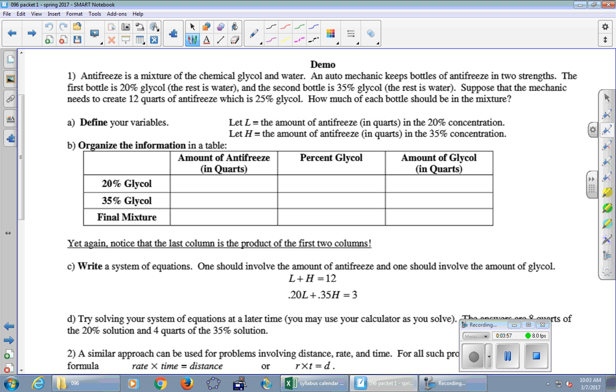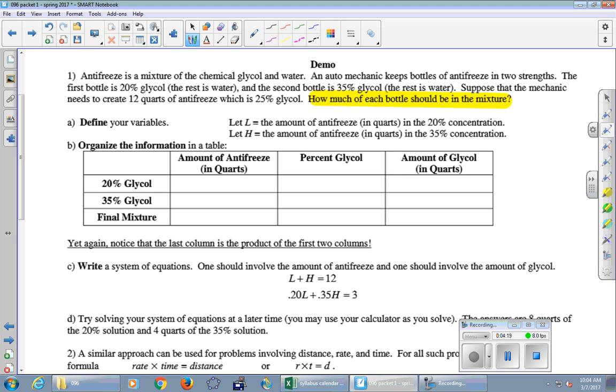So we'll define our variables. Again, the question often tells you exactly what the variables should be. How much of each bottle? Okay, those are the variables. We'll let L equal the amount of antifreeze in quarts in the 20% concentration, and H is the amount of antifreeze in the 35% concentration. Low and high is what those letters stand for.